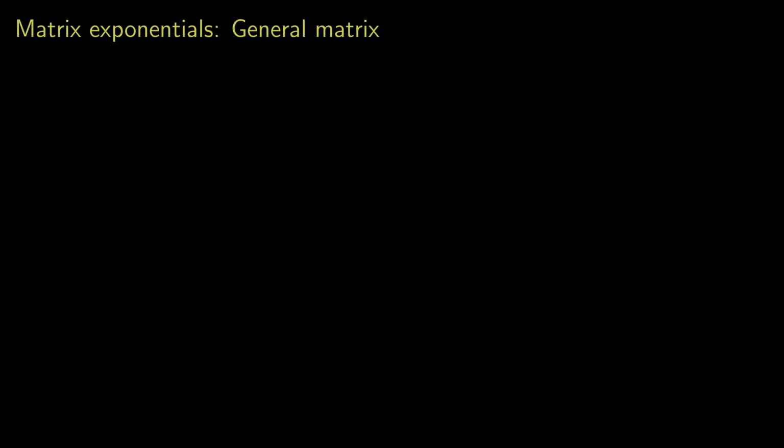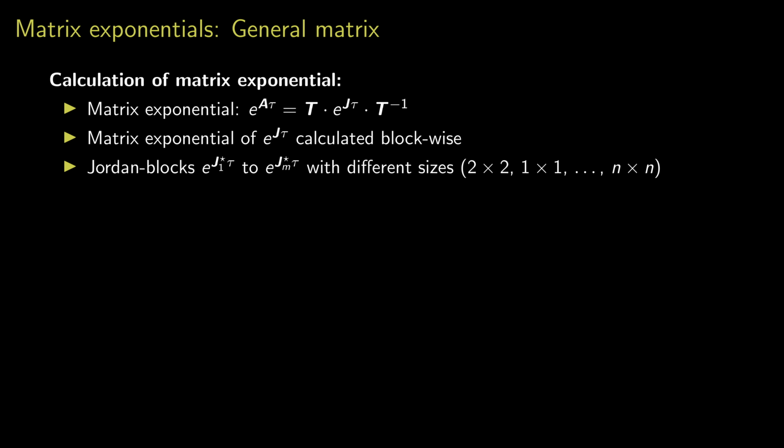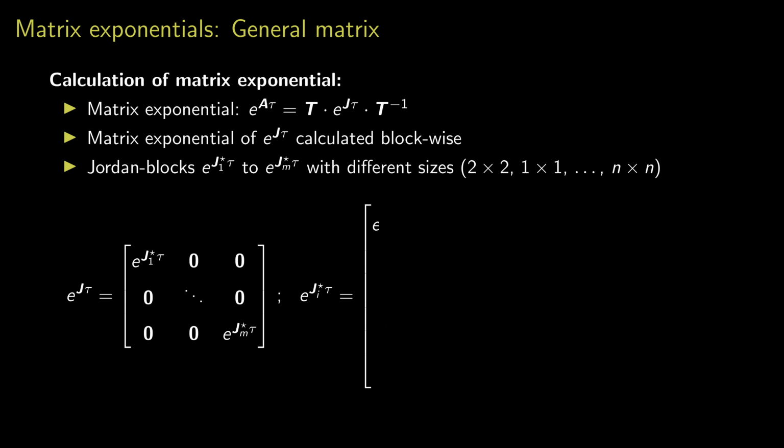To calculate the matrix exponential for our original matrix A, we compute this equation here, where we use the transformation matrix and its inverse together with the matrix exponential of the Jordan form. The matrix exponential of the Jordan form is calculated blockwise. In general, for each Jordan block, we insert a matrix that looks like this here.